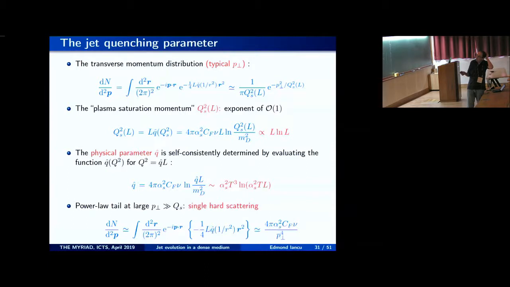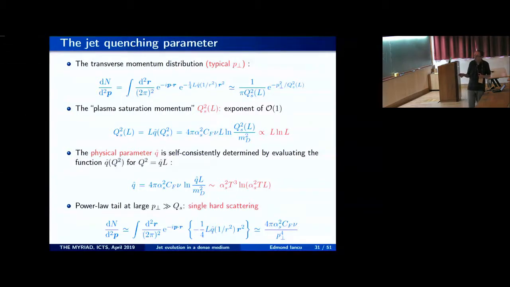Now that I know this scale Q_sat squared, I define the jet quenching parameter as the division of the average p perp squared, which is Q_sat squared of L, by L. So I write Q_sat squared of L as q hat L, which defines q hat. So q hat is, if you want, the value of the function q hat of Q squared that I introduced on my previous slide, evaluated for Q squared at the scale exactly the same as q hat L. So I have q hat here, I have q hat there, a slightly implicit equation, it's not a big deal. What is important, though, is that q hat itself depends upon the medium size as a whole. So it's slightly non-local. It's not a local transport property, it's a slightly non-local property of the medium because of the long range of the Coulomb exchanges.